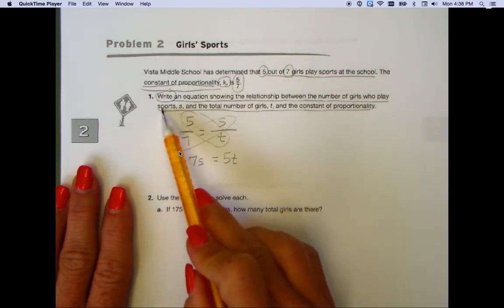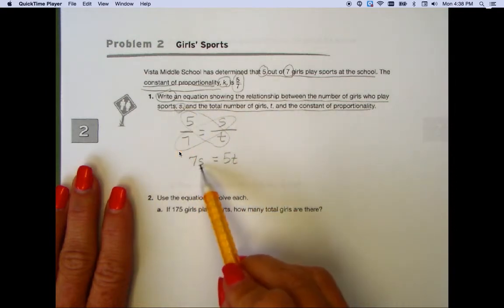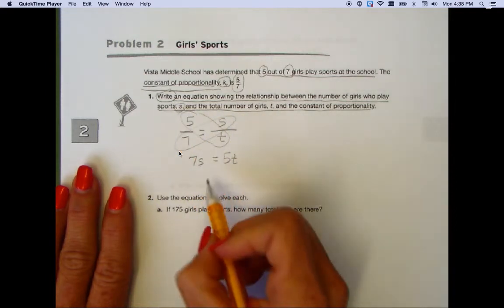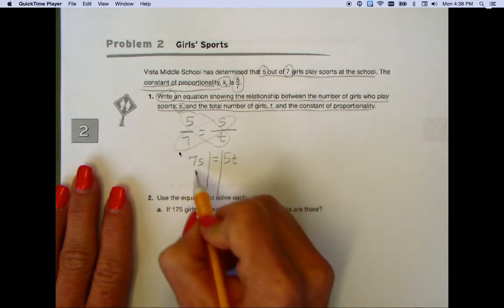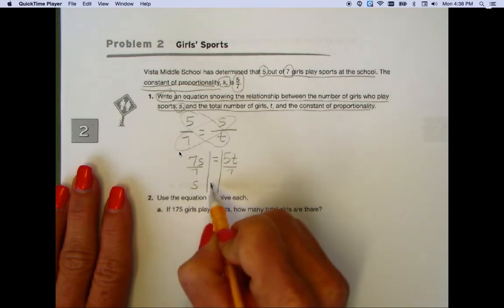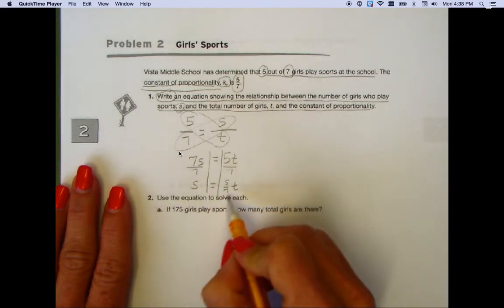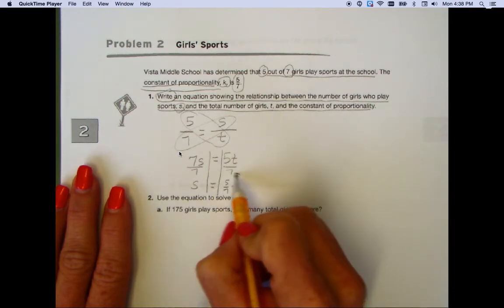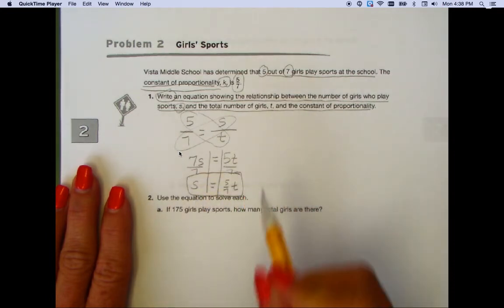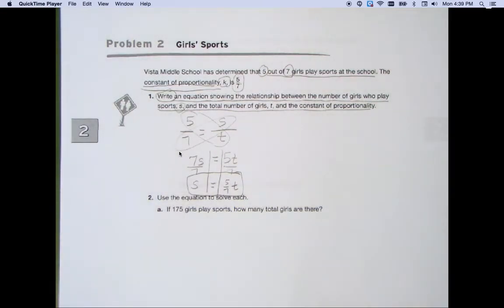And they want me to find the number of girls who play sports compared to the total. So I want sports all by itself. If I railroad track this now, I can divide by 7 to both sides, and I will get the girls who play sports equals 5/7 the girls total. So by using my means and extremes in algebra, I can solve.